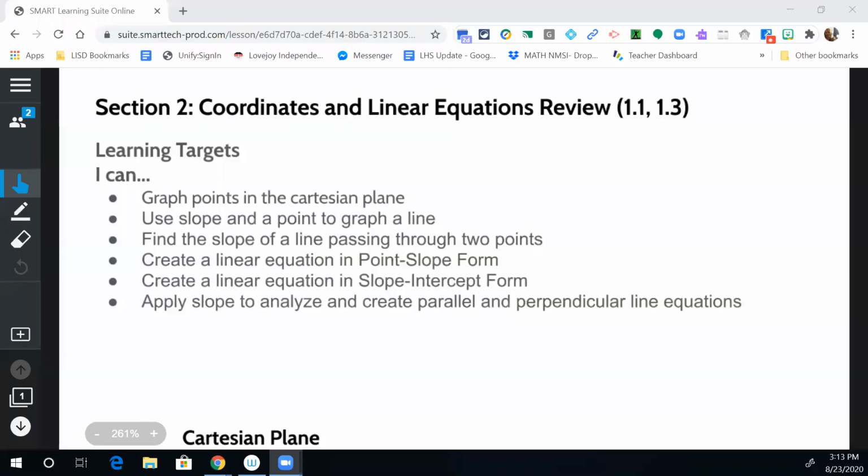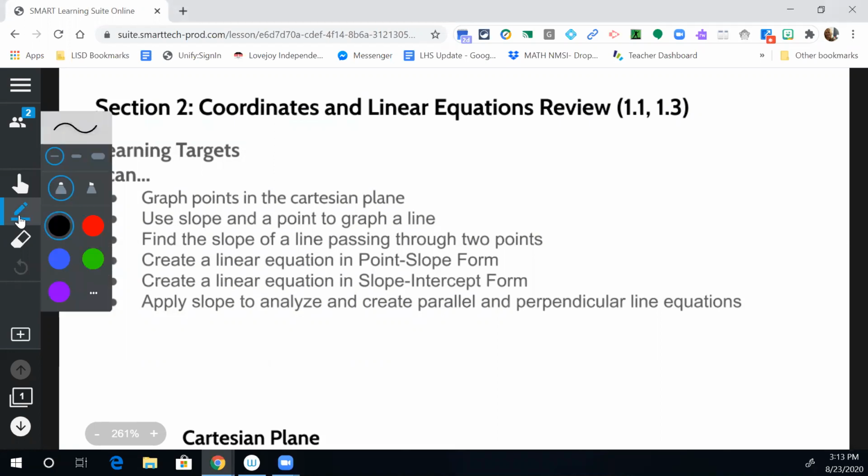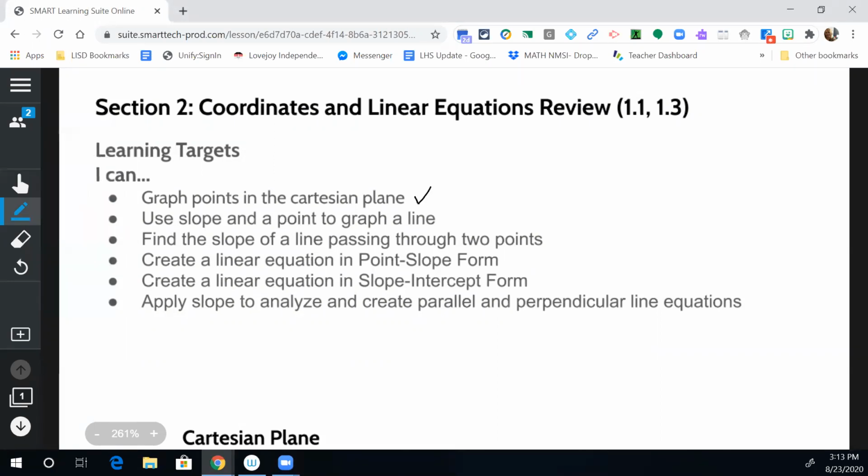We're going to start with section 2 today, and we're going to be doing the coordinates piece only today, and then we'll split the notes up and next time do the rest of the topics. So let's get started. I'm just going to go really quickly through the learning targets. The learning target that we're going to cover today is graph points in the Cartesian plane. That's it. That's all we're doing today. Let me move this up so you can see it.